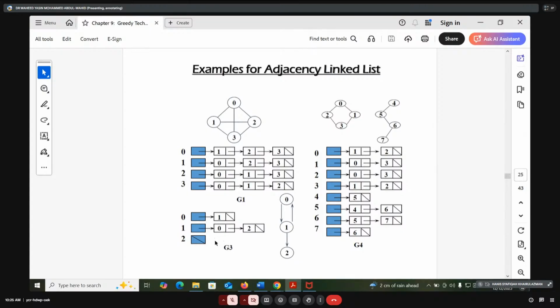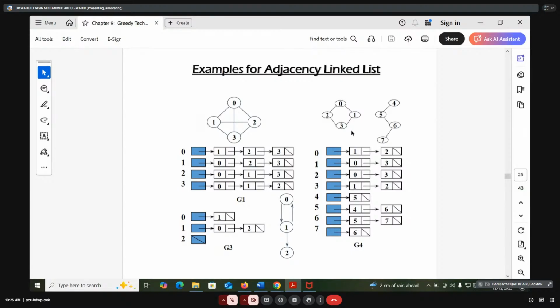For this one, I have 0 and I have 2. For this one, I have 0, 1 and 2. For node 1, I have 0 and 3. For node 2, I have 0 and 3.